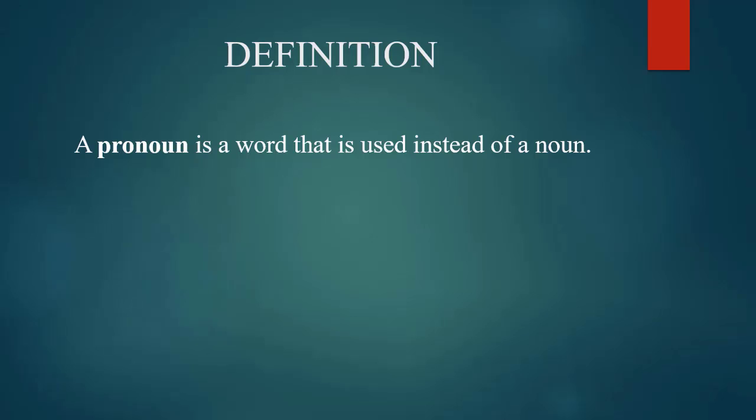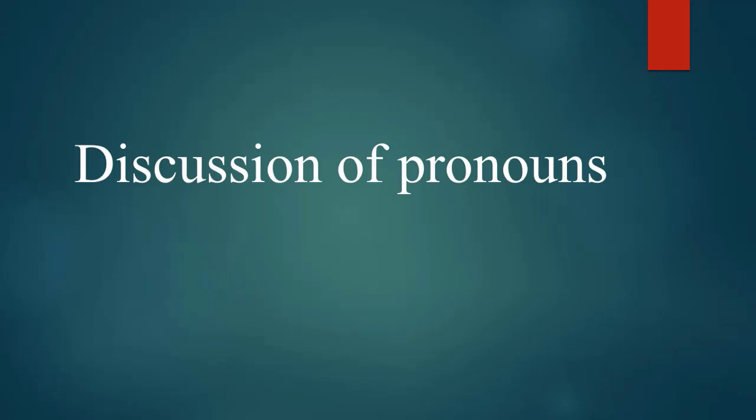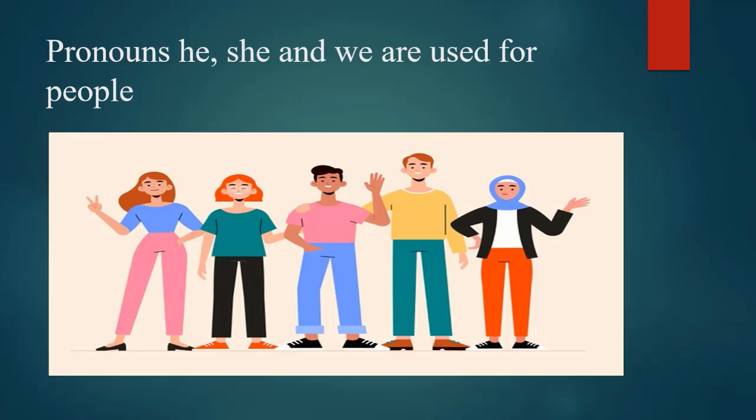प्रोनाउन एक ऐसा वर्ड होता है जिसे हम नाउन की जगह सेंटेंस में यूज करते हैं. Now we will discuss different pronouns. Pronouns he, she, and we are used for people. For example, pronoun he is used for boy, pronoun she is used for girl, and pronoun we is used when there are more than one person.